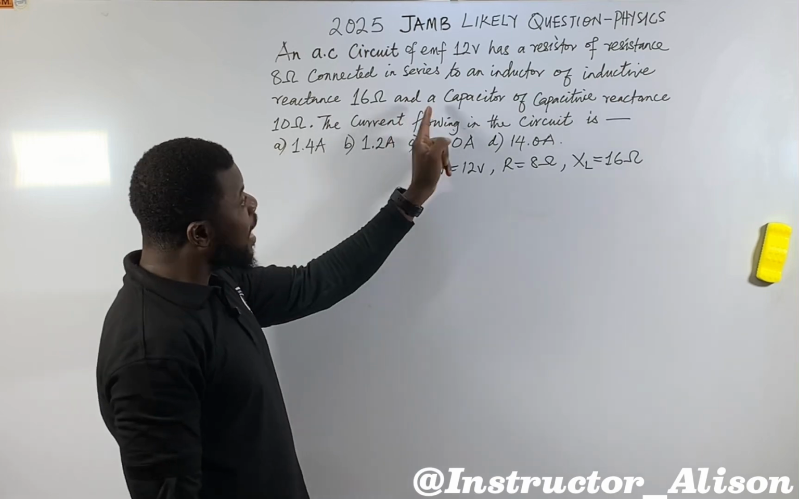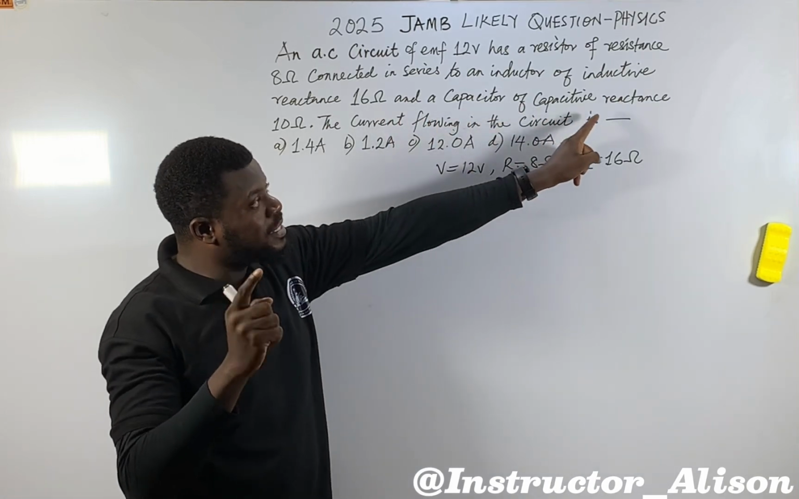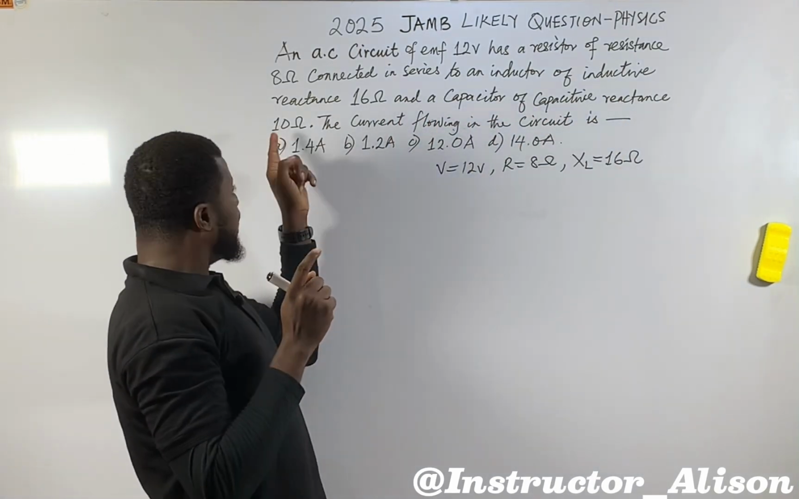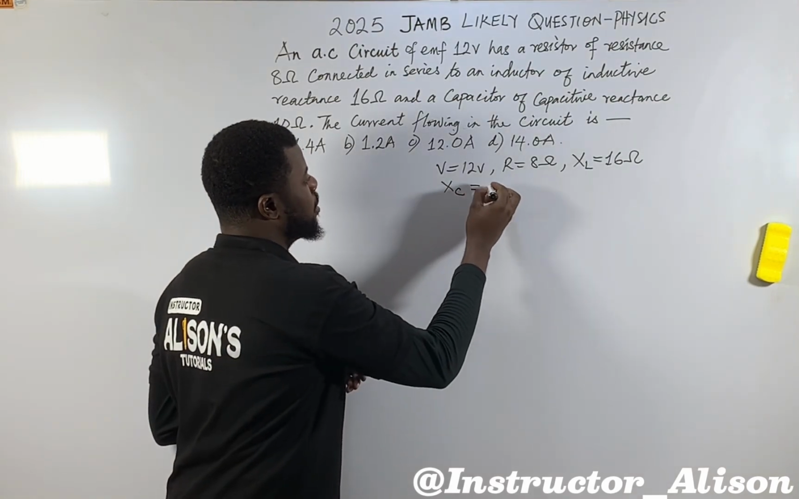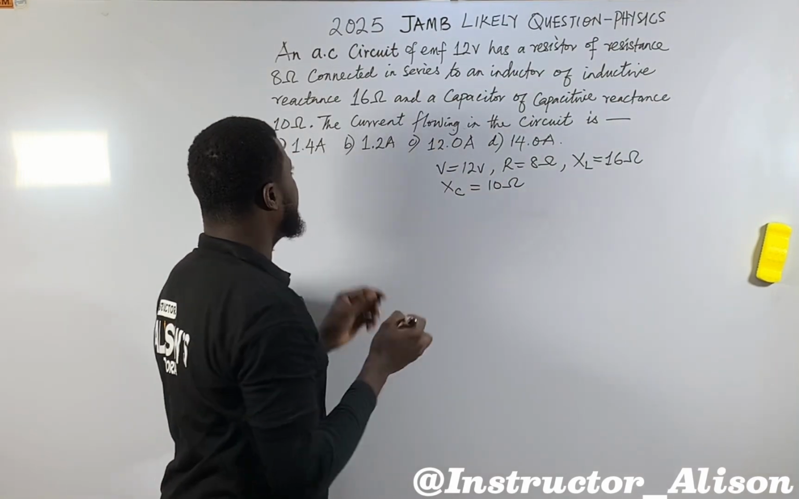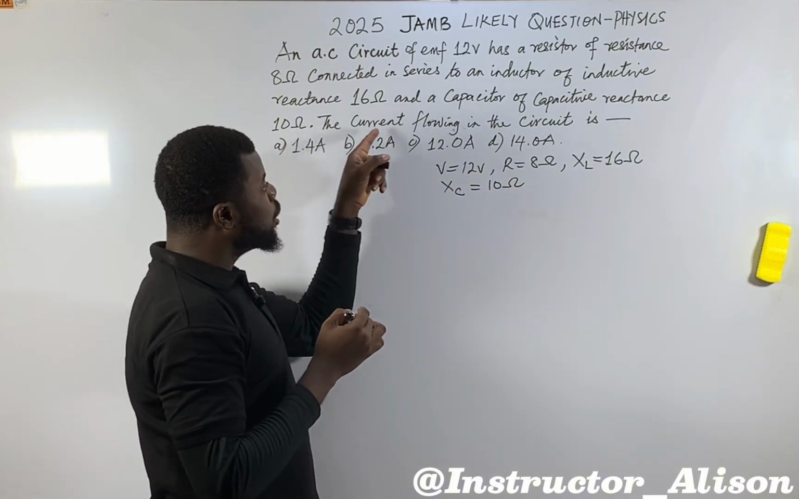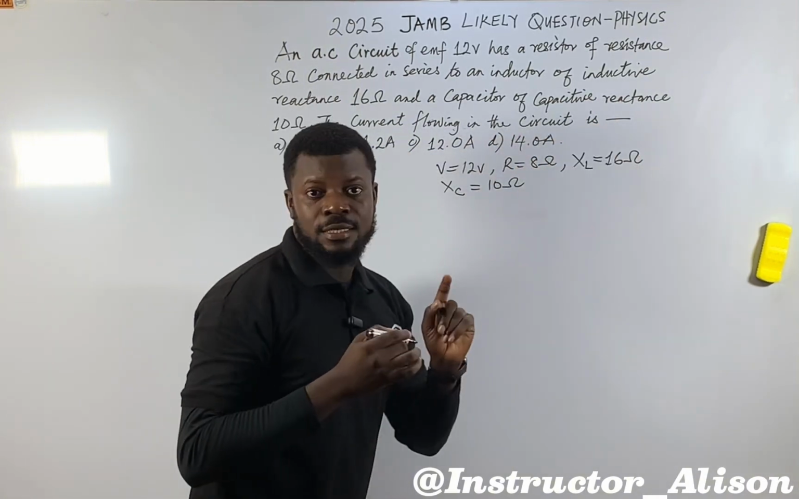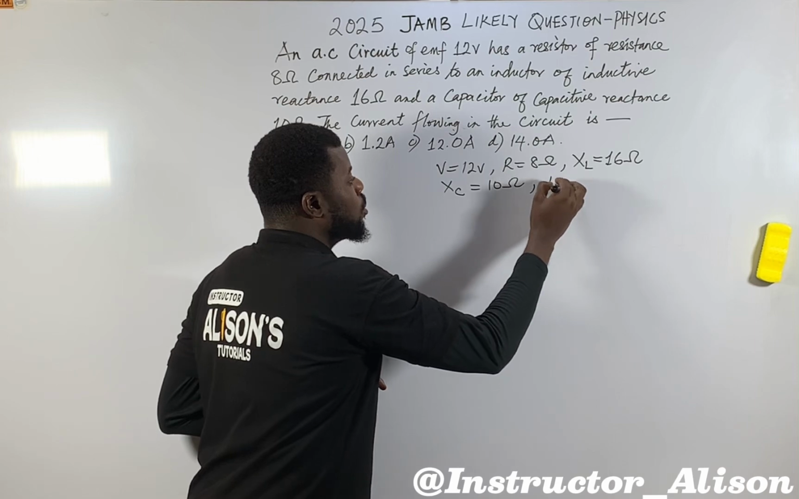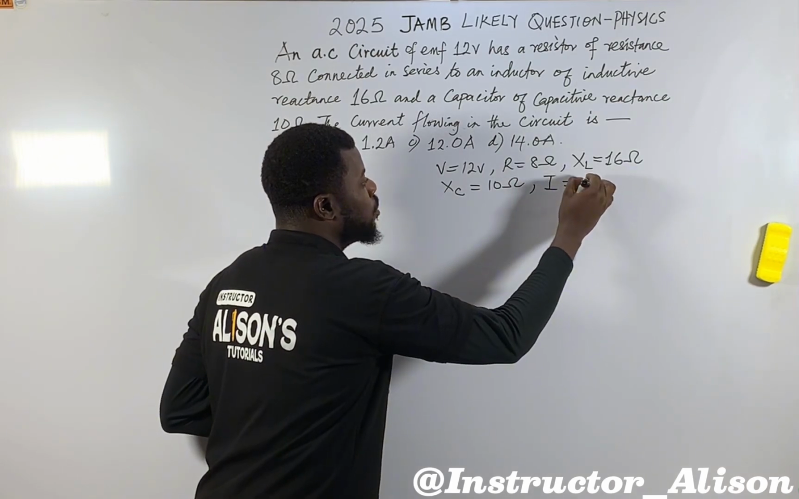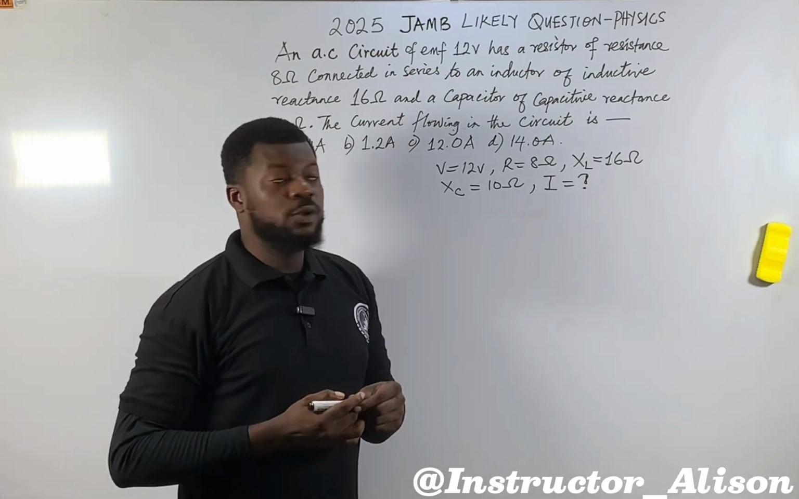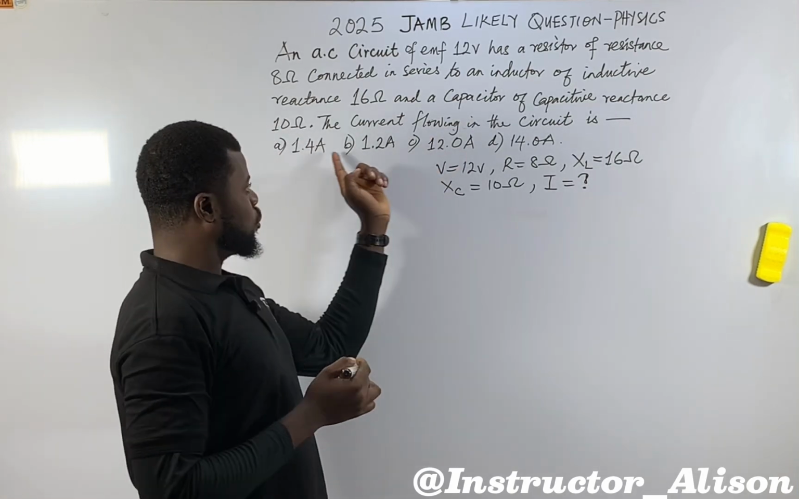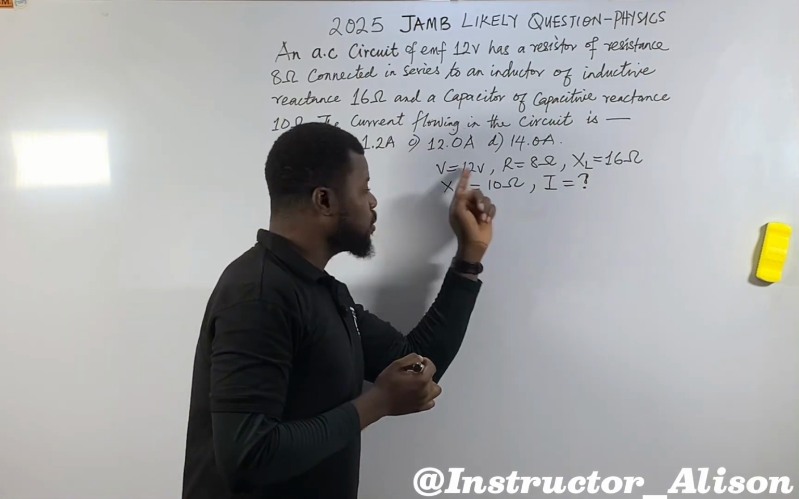So now they say, and a capacitor of capacitive reactance 10 ohms. They have given us this one too. X subscript C is 10 ohms. Capacitor of capacitive reactance 10 ohms. The current flowing in the circuit is dash. That means they don't give us the current flowing inside this circuit, and they don't give us options. I want to know which of these options is correct.